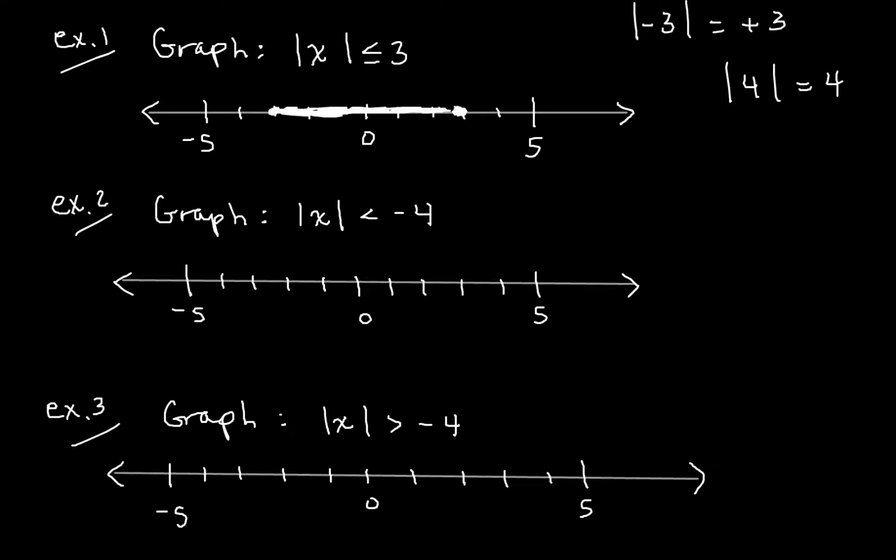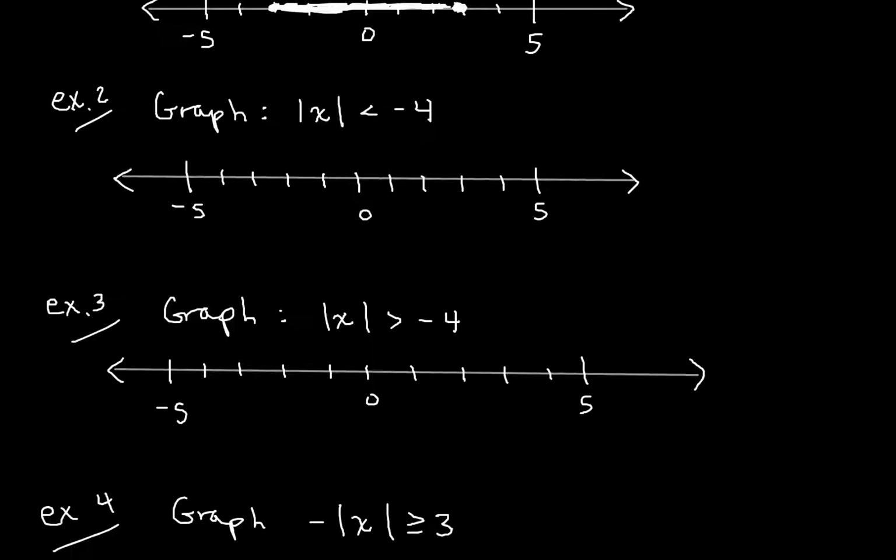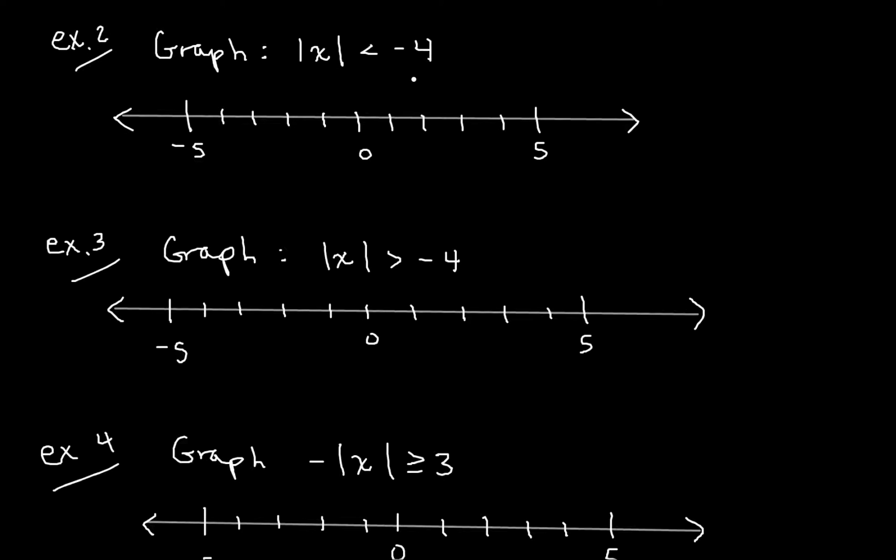Now, there are some really tricky ones, like this one. The absolute value of x less than -4. Well, if you take an absolute value of a number, it's always going to be positive, and a positive number is never less than a negative number, so there's no solution to this. There's nothing that you would graph. You would just leave your graph blank. There are no members here. It's the empty set.